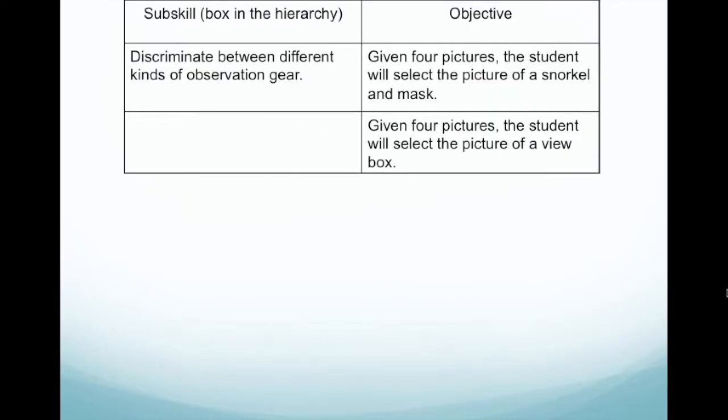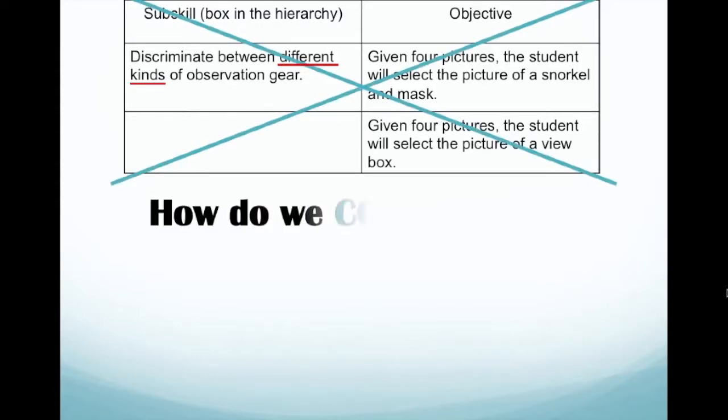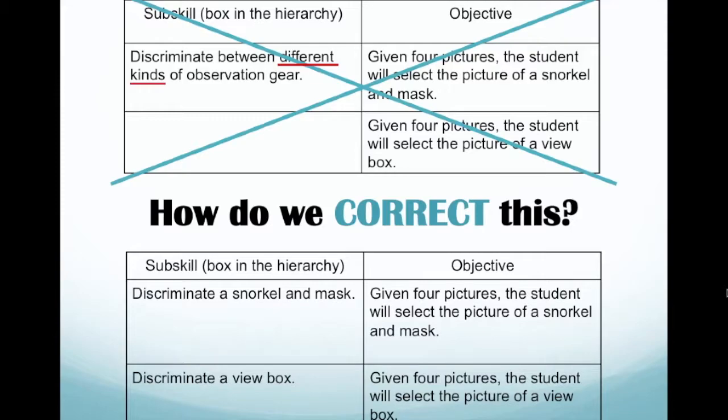Here is another example. You see the word different kinds here? Now we have 2 objectives. So how do we correct this? Instead, we need to make 2 subskills and change our hierarchy. We now add a snorkel and a mask, as well as a view box.